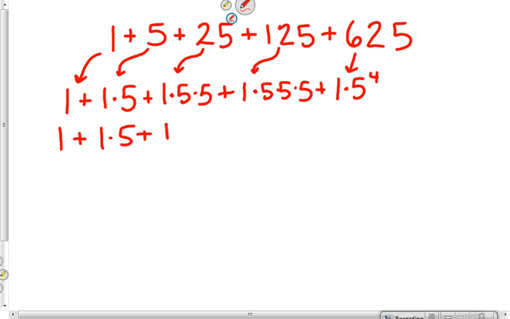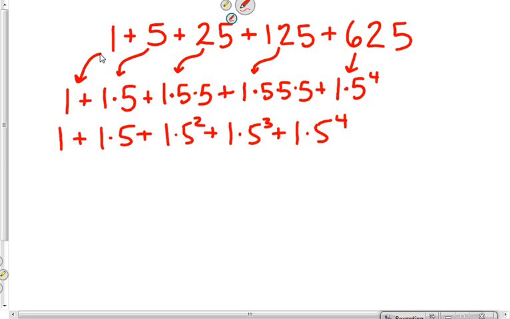Could I do that every time? Could I make this 1 times 5 squared and 1 times 5 cubed and 1 times 5 to the 4th? Yes? Say yes. Yeah, right? That's really what it is. This is 1 plus 5 plus 25 plus 125. In math, we can make numbers look different with different symbols, like 5 cubed instead of 125. Okay? I'm setting you up for how this formula works or where this formula comes from.